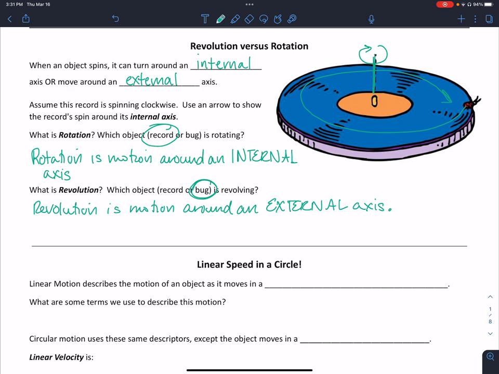Again, we could look at the Earth as an example. It does rotate on its own central axis every day, but it also revolves around the sun once a year. So the Earth is a great example of an object that does both of these things. Those are our definitions of revolution and rotation. We are going to focus more on revolution, looking at objects moving around an external axis. Rotation is also an important concept in physics, but it has its own set of formulas, and that is just not going to be covered for us in this particular unit.